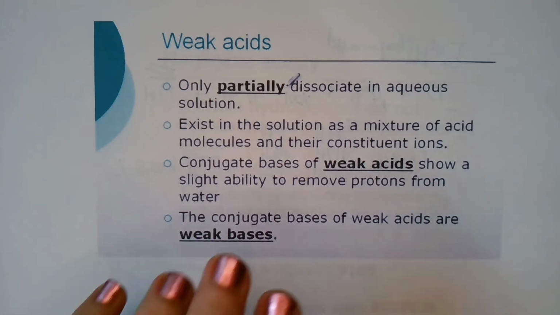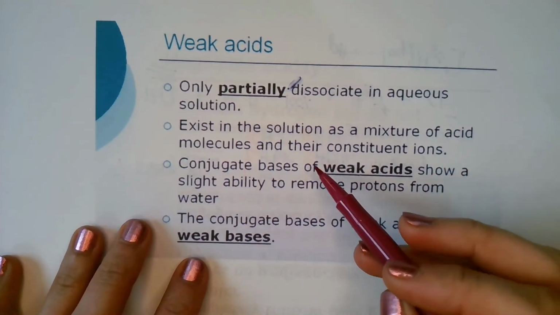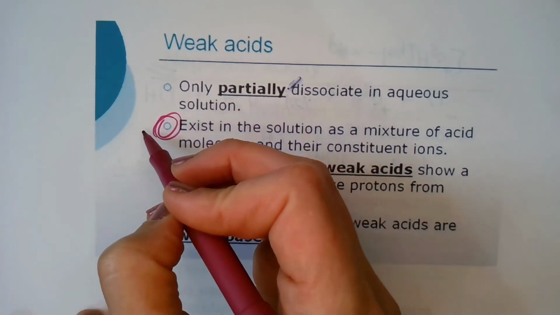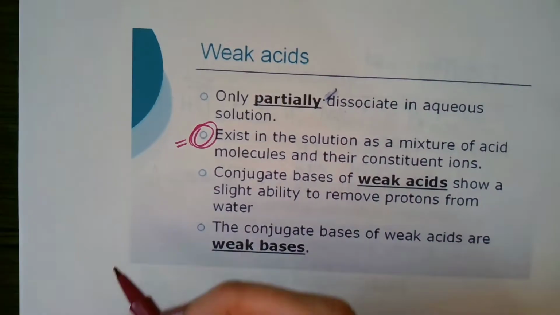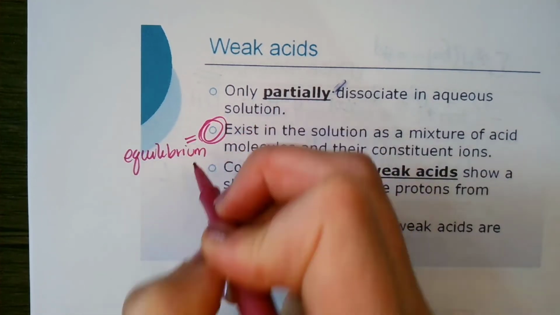So what about weak acids? Well, weak acids only partially dissociate in their aqueous solution. They exist in the solution as a mixture of acid molecules and their constituent ions, which, if you think about it, is the pure definition of equilibrium.